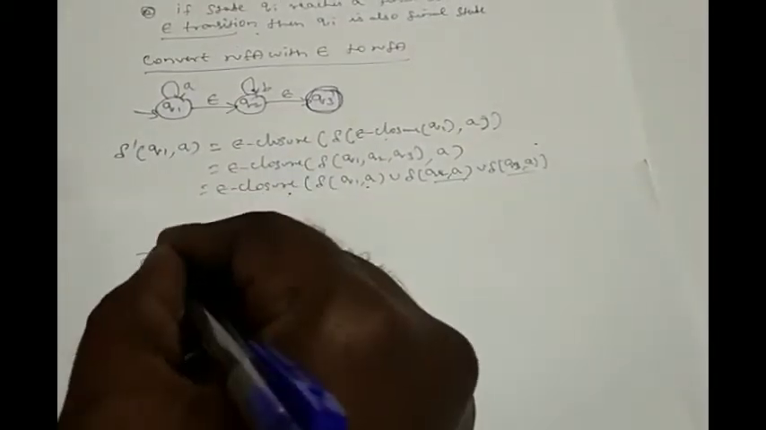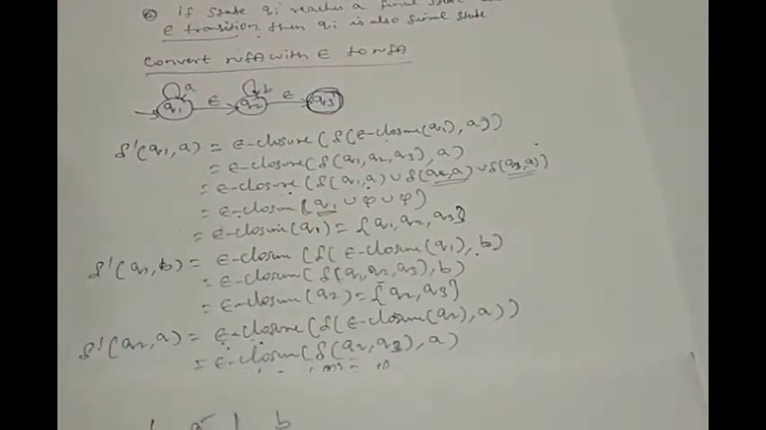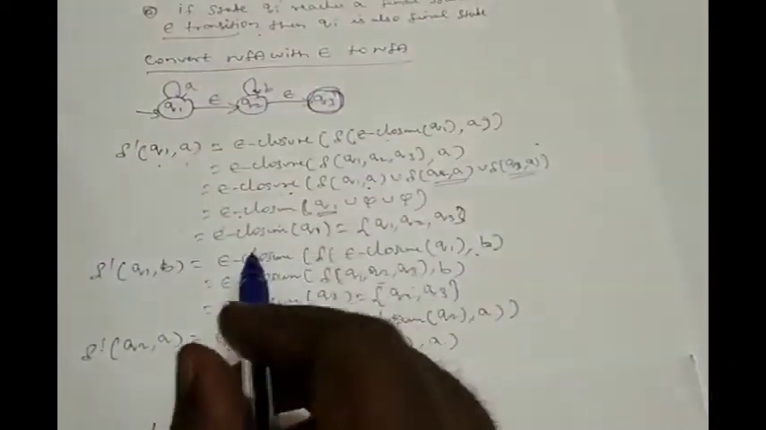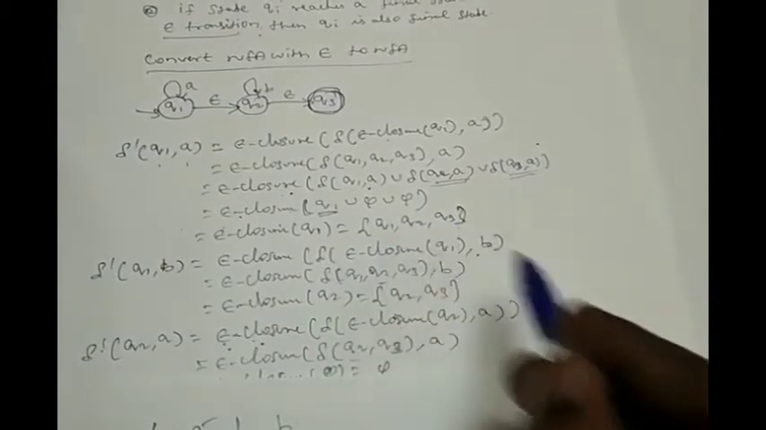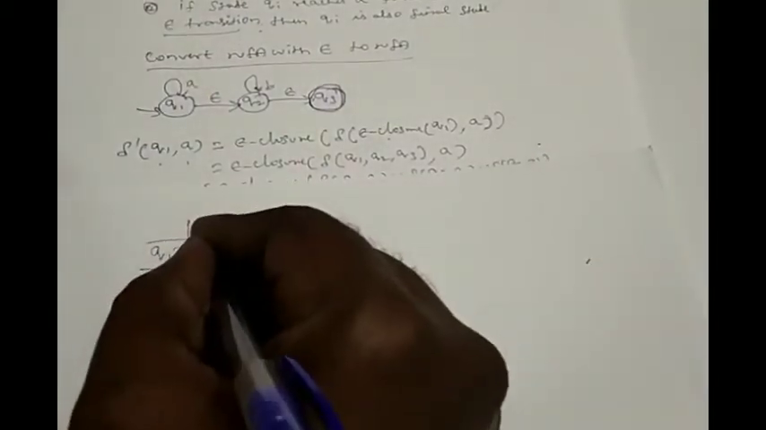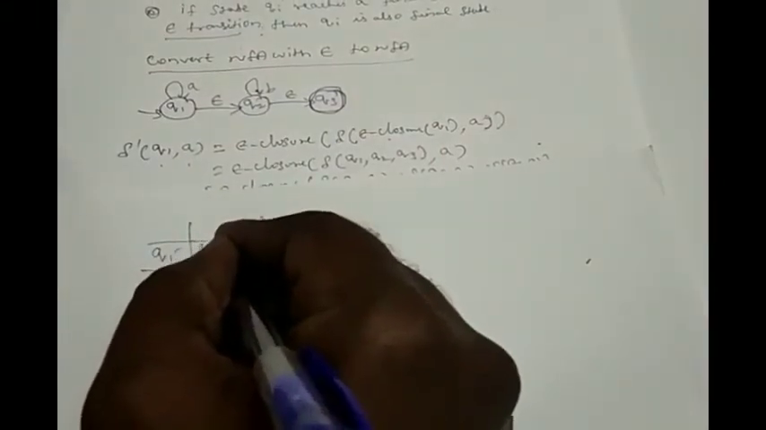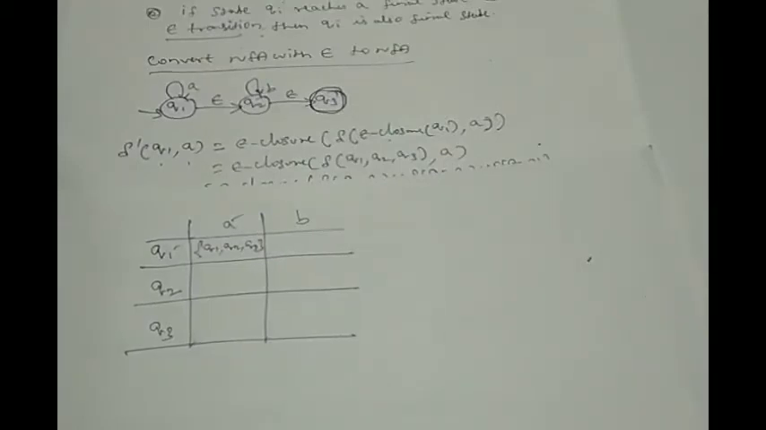Okay. Now in Q1 when A is applied, where does it go? So what's the transition state in delta dash of Q1 comma A? It actually goes to Q1, Q2, and Q3. Okay. So now I can just write it as it is. So it goes to Q1 comma Q2 comma Q3. So I have written Q1 comma Q2 comma Q3.